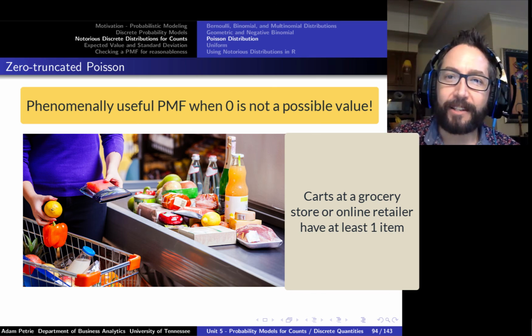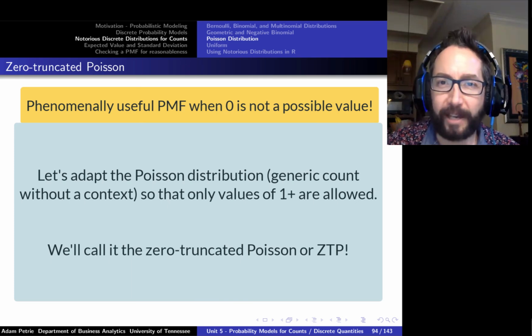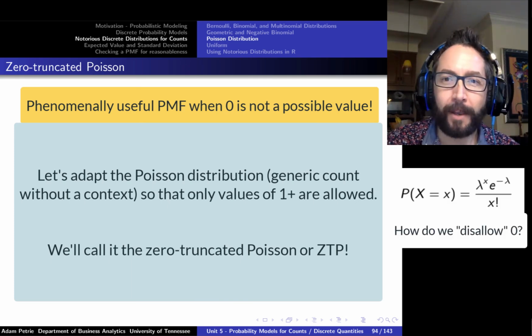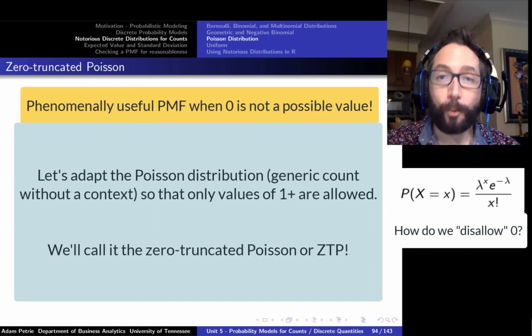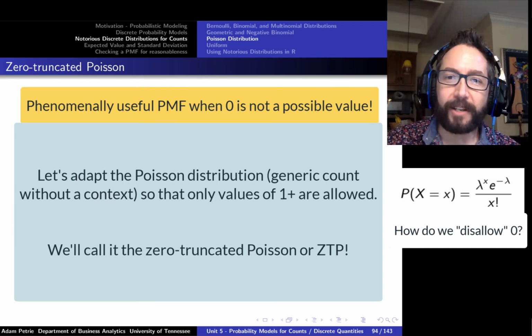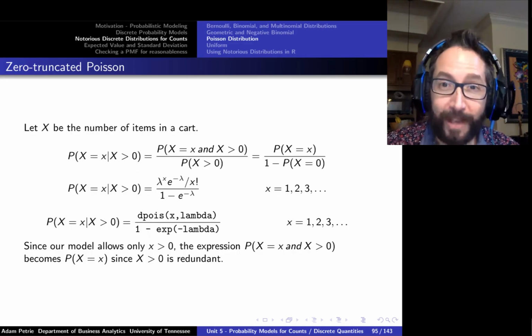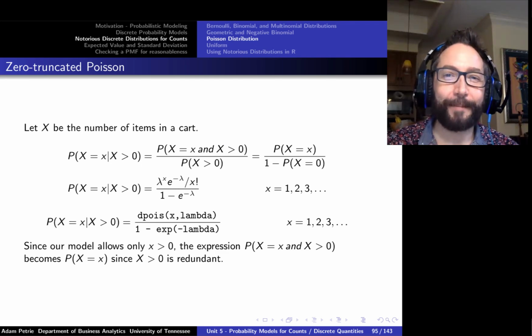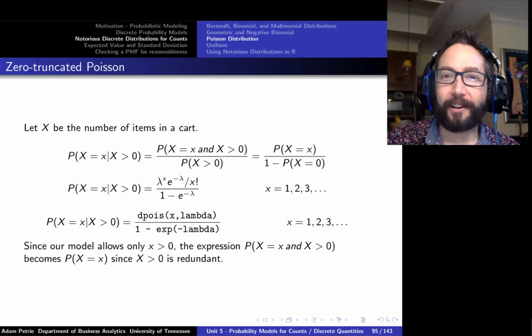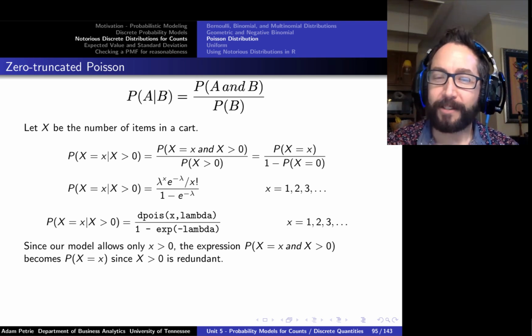So when that's the case, when we're basically trying to model some generic count, some count without a context like an out of or until, but 0 is not a possible value, we're going to use the zero truncated Poisson instead. We're going to abbreviate that by ZTP, and we're just going to take our definition of the Poisson distribution and modify it so that 0 is not a possible value. How can we do that? Well, we can do some conditional probability. So what is the probability that our count is going to be equal to little x, given that we know that the count is bigger than 0?